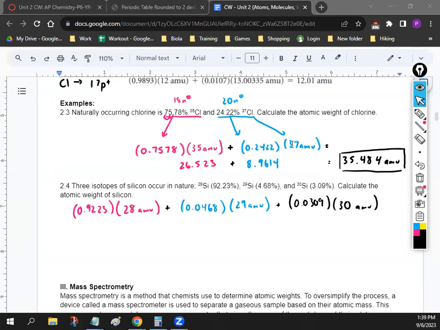And then lastly, the 3% is going to be 0.0309. And then just plug and chug into your calculator, and you should get a final answer of about 28.109 AMU, something around there. AMU is atomic mass unit. All right, any questions on the setup for that?